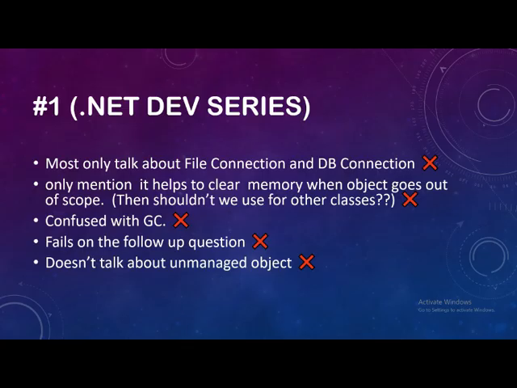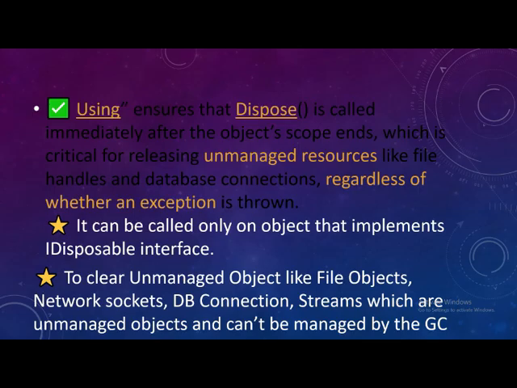The issue is that they don't understand the difference between managed and unmanaged objects. Mainly we use Dispose when we are dealing with unmanaged objects. So what is using? The using block ensures that Dispose is called immediately after the object scope ends, and this is very critical for releasing unmanaged resources like file handles and database connections. There are other unmanaged objects like network sockets and streams.